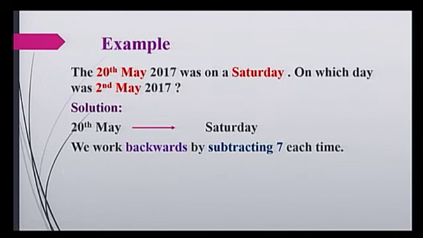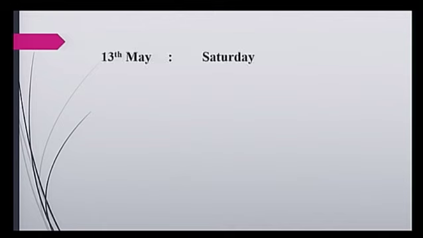Another example. The 20th May 2017 was on a Saturday. On which day was 2nd May 2017? So we know that the 20th May was on a Saturday. We are going to work backwards by subtracting 7 each time. So the 13th May will be on a Saturday. 13 minus 7, 6th May will be on a Saturday. And I need to find on which day was the 2nd May. So I just work backwards.